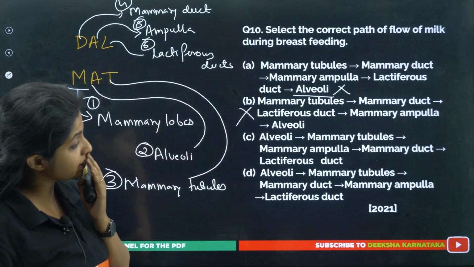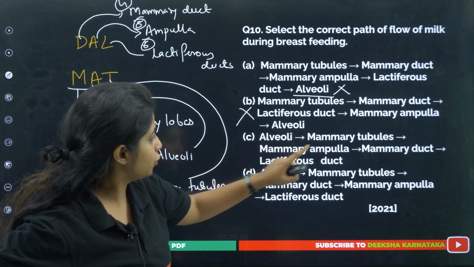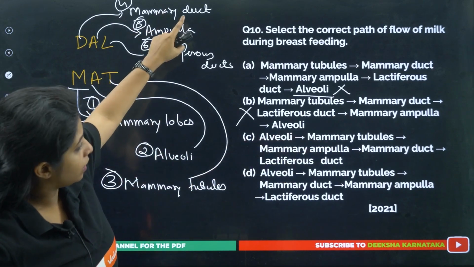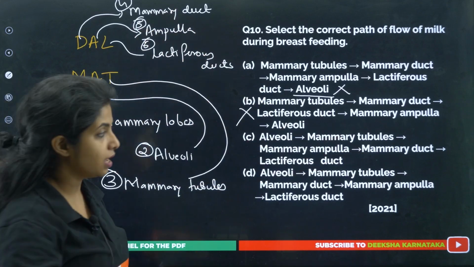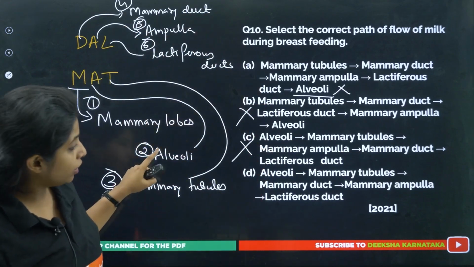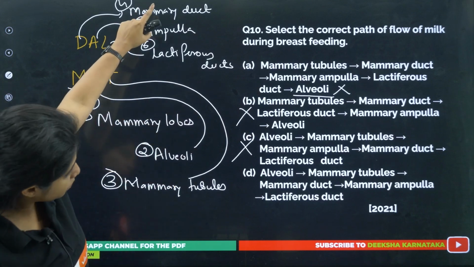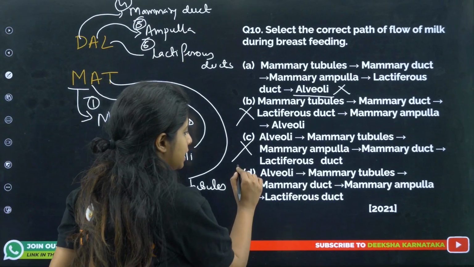Okay, now alveoli is at the beginning, so let's look for this. Okay, alveoli, then mammary tubules, mammary ampulla, and then mammary duct. No, children, duct comes first. Dal, right? D comes first. So this is wrong again. Alveoli, mammary tubules, mammary duct, mammary ampulla, lactiferous ducts. This becomes the correct option.